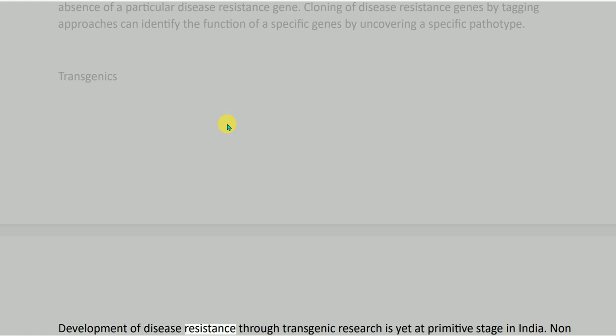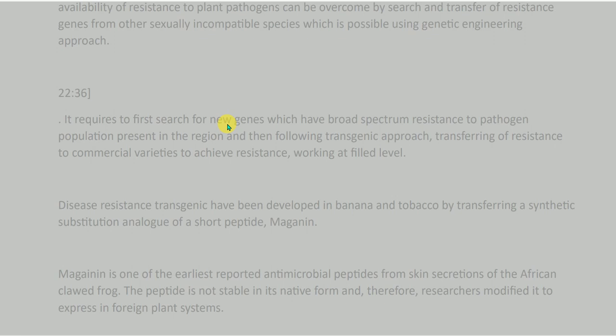Non-availability of resistance to plant pathogens can be overcome by search and transfer of resistance genes from other sexually incompatible species, which is possible using genetic engineering approach. It requires to first search for new genes which have broad spectrum resistance to pathogen population present in the region and then, following transgenic approach, transferring of resistance to commercial varieties to achieve resistance working at field level. Disease resistance transgenics have been developed in banana and tobacco by transferring a synthetic substitution analog of a short peptide, magainin.